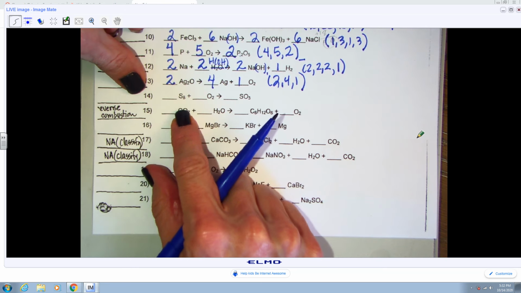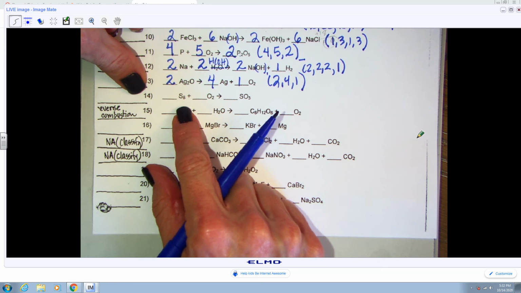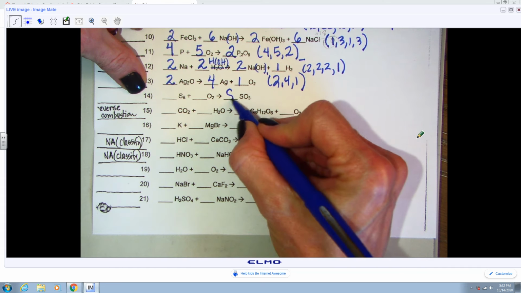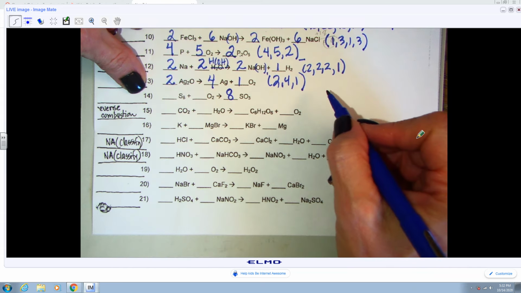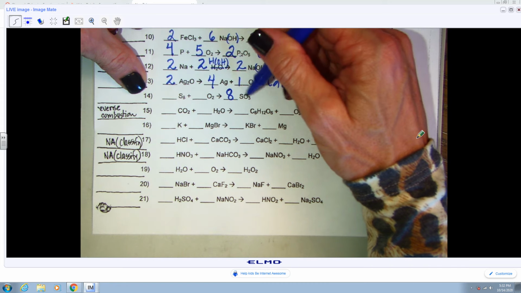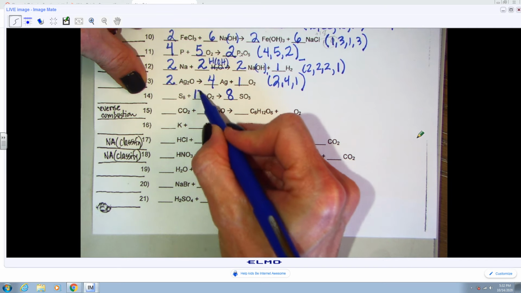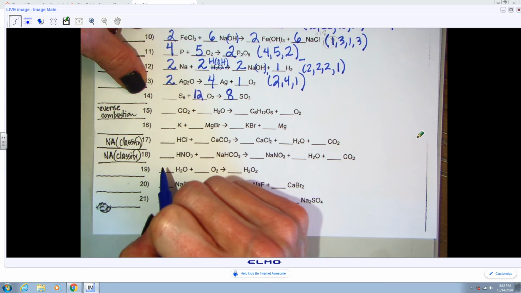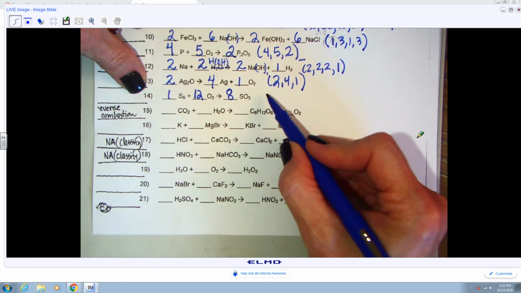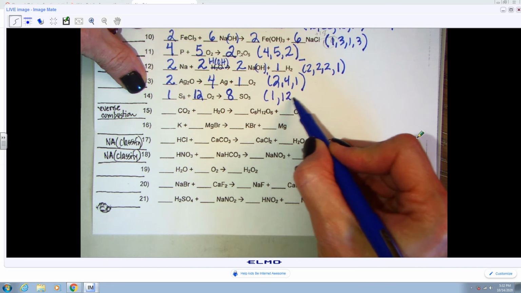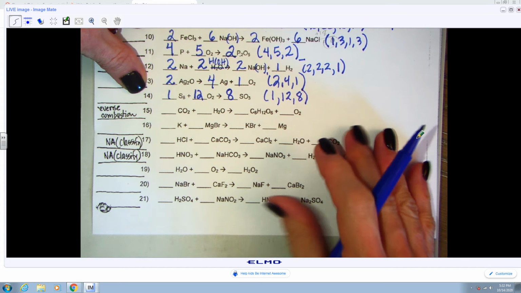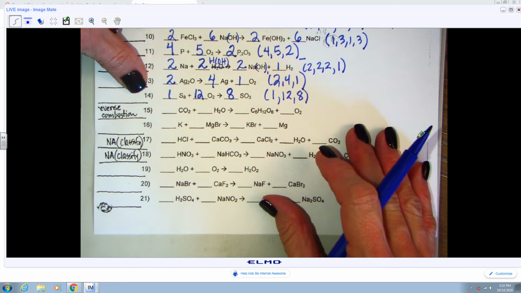On number 14, we have a very large subscript. So let's deal with that first. Large subscripts are kind of a place that you would want to start. Let's fix that. I have 8 sulfurs here, so let's put an 8 over here. That's going to give me 8 sulfurs there. Now, 8 times 3 gives you a total of 24 oxygens. So we know that 12 times 2 is 24. So 1, 12, 8 balances that equation. So again, don't be afraid of large coefficients.